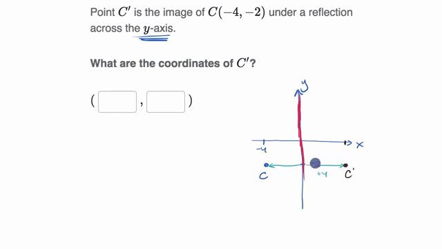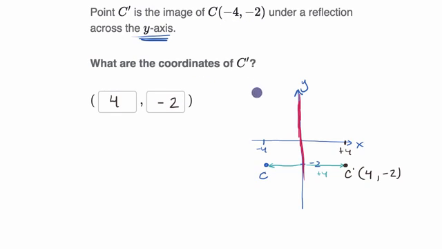And what would its coordinates be? Well, it would have the same y coordinate. So C prime would have a y coordinate of -2. But what would its x coordinate be? Well, instead of it being -4, it gets flipped over the y-axis. So now it's going to have an x coordinate of +4. So the coordinates here would be 4, -2.